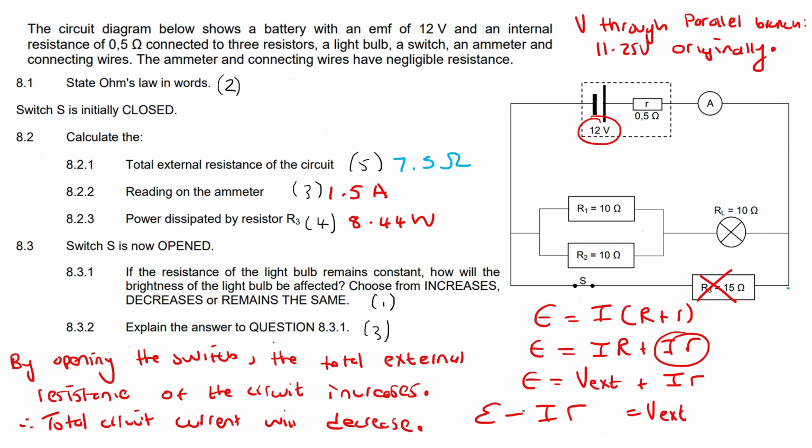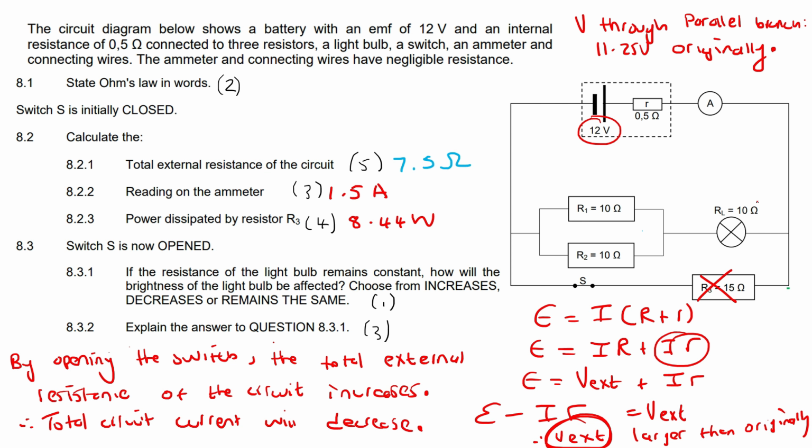And so you're going to be subtracting a smaller value from this number. And so what is going to happen to this part? You might need to pause and just think about this. But what you would understand is that your V external is going to be larger than it was originally. So this value, your external voltage, is going to be larger than it was when we had the switch closed.